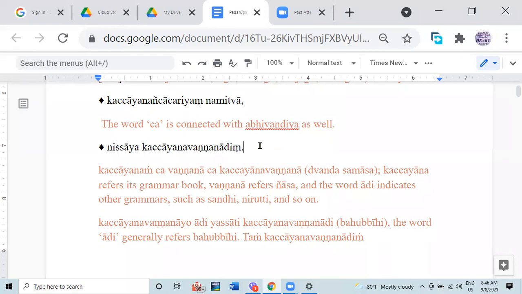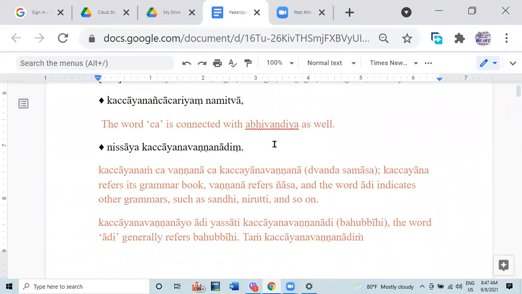Another point is the question. Kaccayana is one book. Vanana is one book. Vanana here means the Nyasa, the commentary on Kaccayana. Adi refers to other books like Sandipani and Nirodhi. So there is not only one book; there are four books at most, Kaccayana, Vanana, Sandipani, Nirodhi.